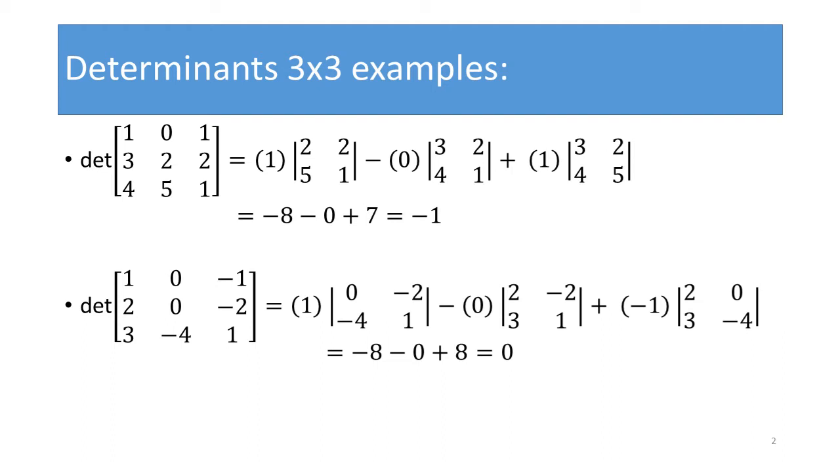2, 2, 5, 1. So next one is minus. The second one should always be minus. This is a rule. Next, the second element in the first row is 0. So put 0, and now we have to forget the first row and the second column. So what is remaining is 3, 2, 4, 1. So we write it as a 2 cross 2 determinant. Plus, this plus is a rule.